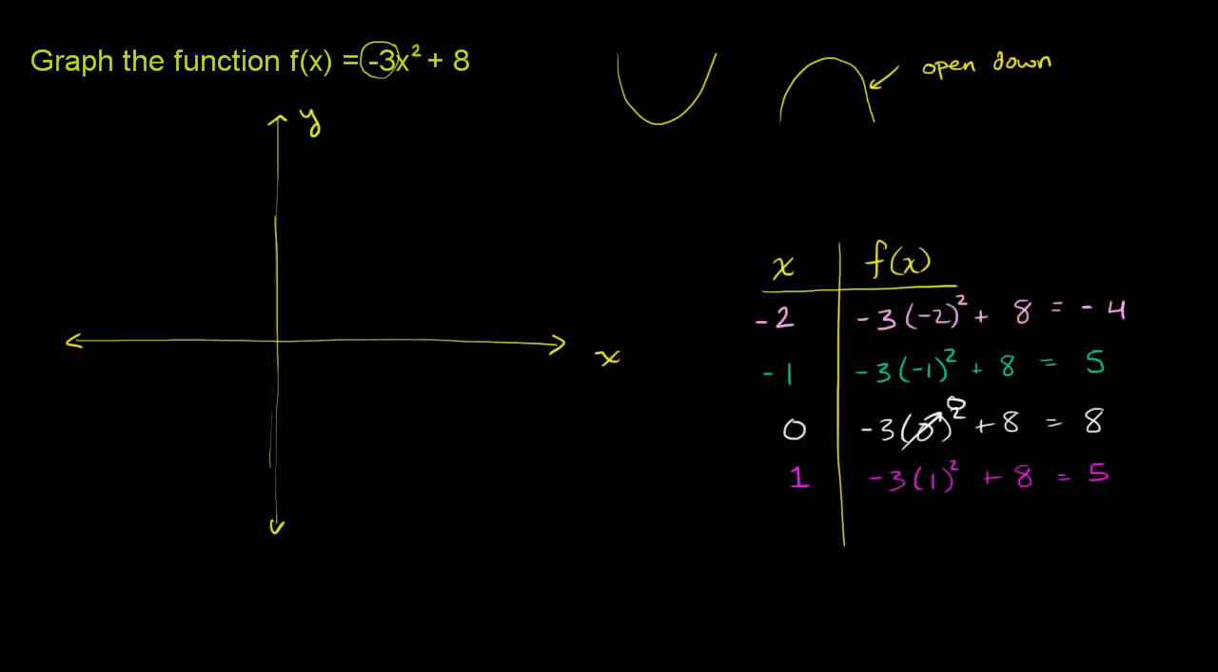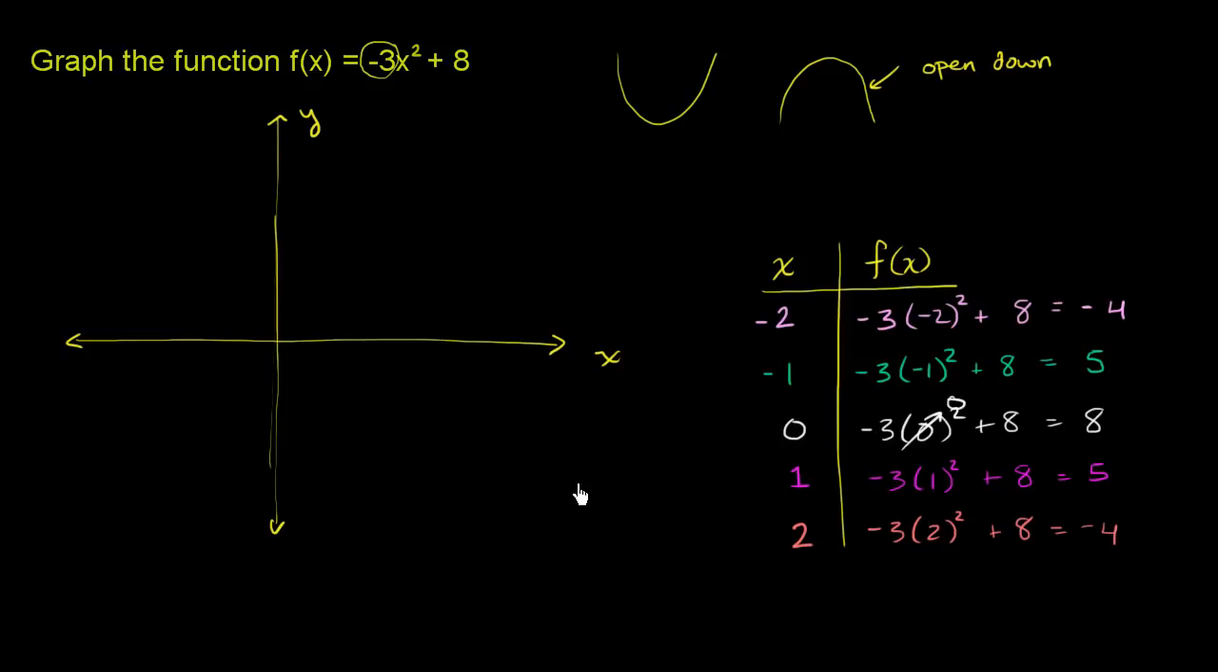And then finally, what do we get when x is equal to positive 2? What does f of x equal? Or another way of thinking about it, what is f of 2? Well, let's think about it. You get negative 3 times 2 squared plus 8. 2 squared is 4 times negative 3 is negative 12 plus 8 is equal to negative 4.